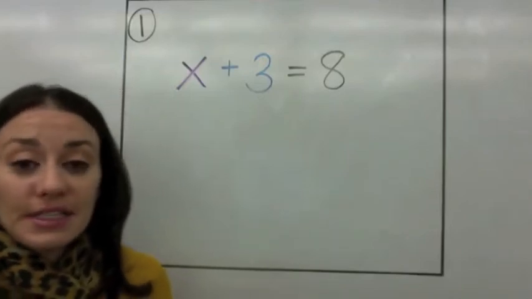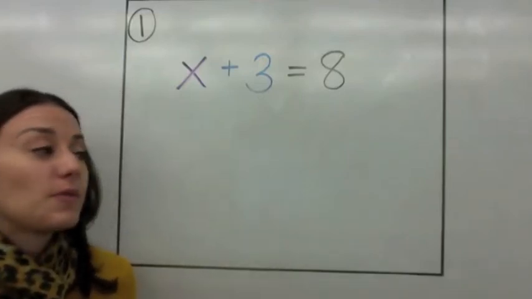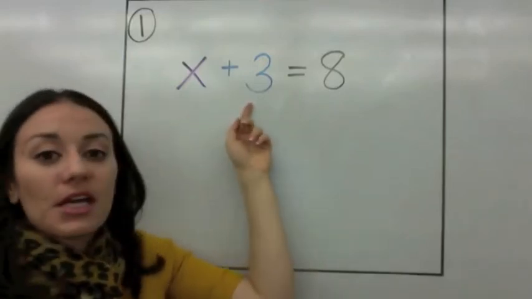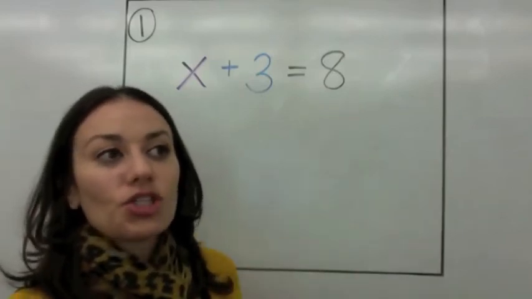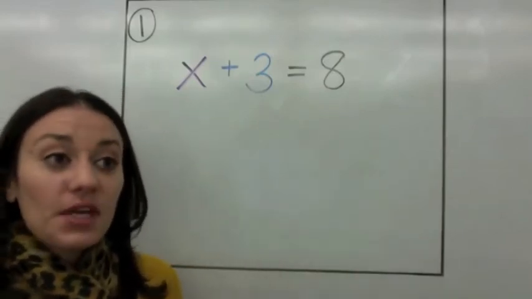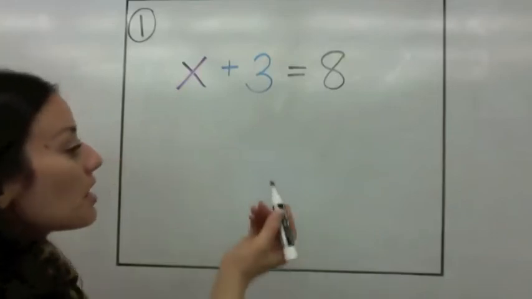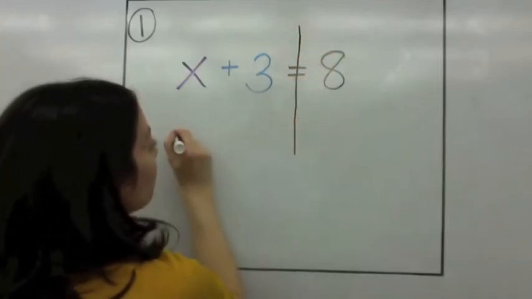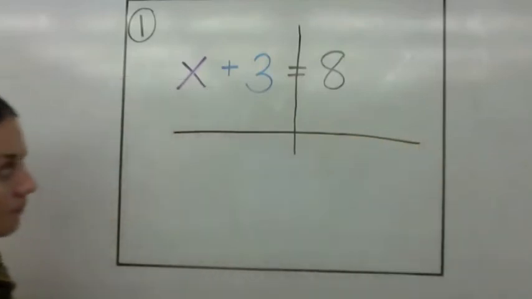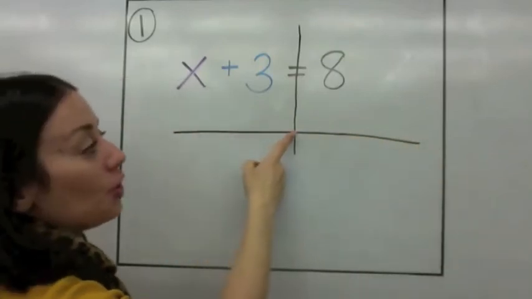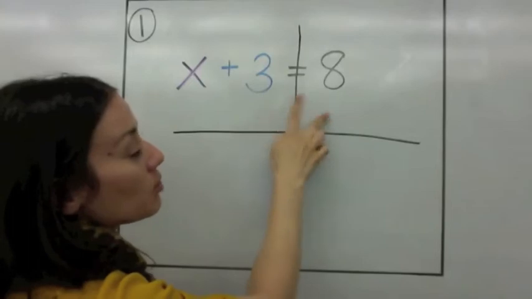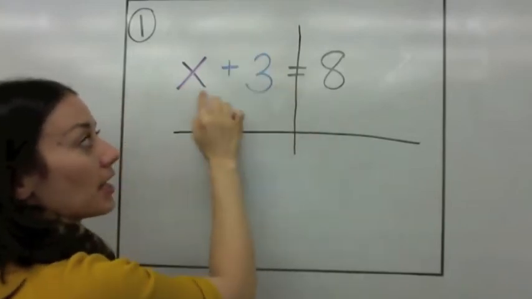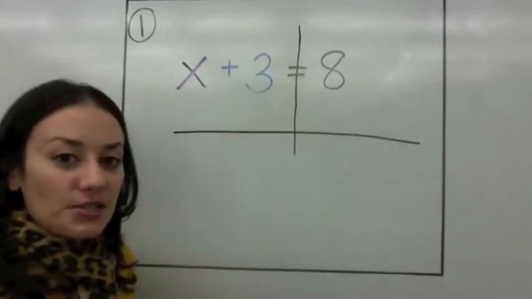Let's try another example. This equation, read it with me, it says x plus 3 equals 8. So the first thing that you have to do is make a t through the equal sign. So we're going to make this t like this, all right? This helps us to know that this equation has to be balanced. This is one side of the equation, x plus 3. The other side is 8.